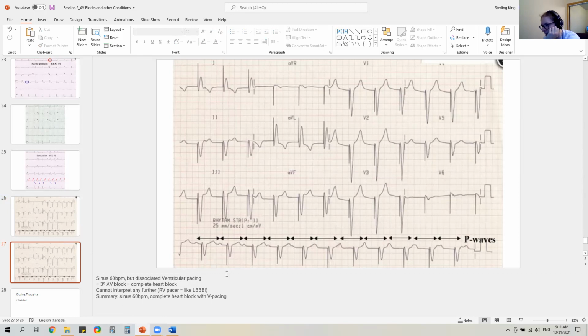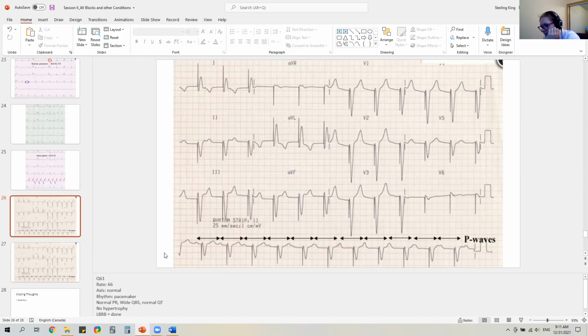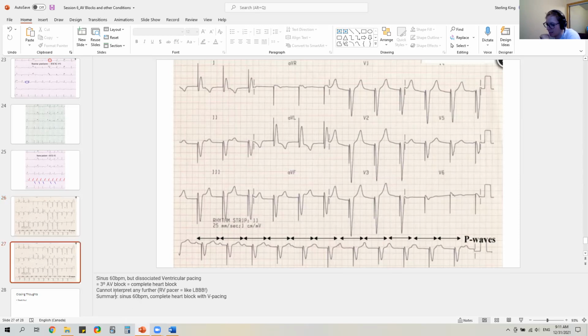Third degree AV block. Oh, I totally forgot to look for the P waves. So if we go back, we see a P, there's a P, there's a P, there's a P, there's a P. And then it kind of disappears. Oh, there's a P again, P, and then the QRSs are all at the same distance. So obviously the atria are running on their own system, and then we could infer from that now that ventricles are getting paced. So third degree AV block, complete heart block, can't interpret any further.